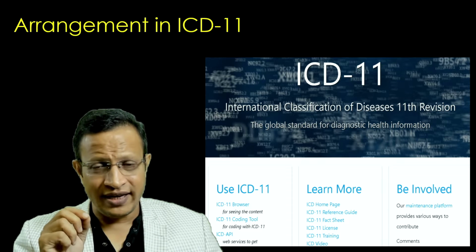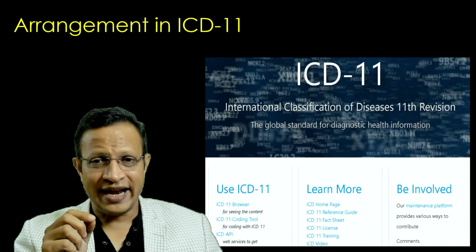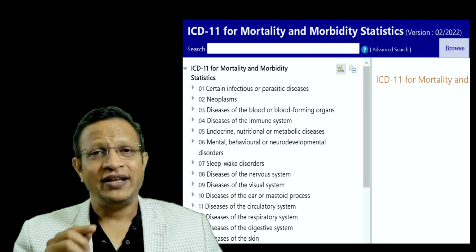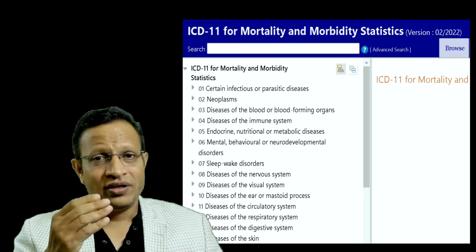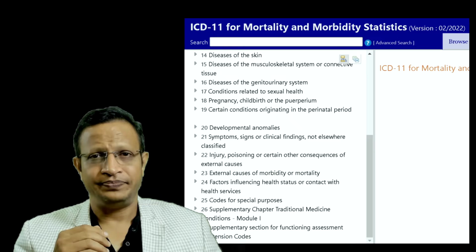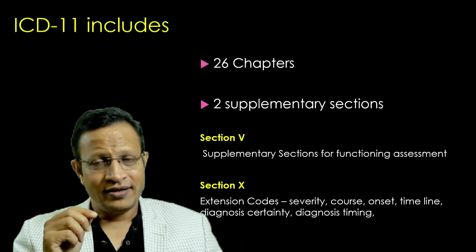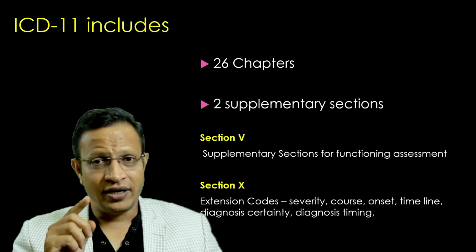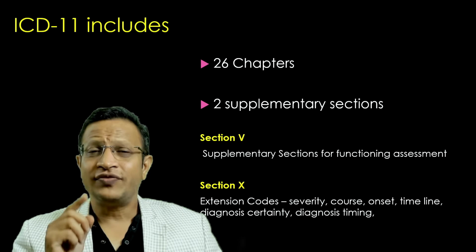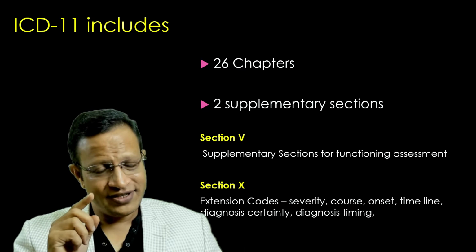You have to type ICD-11 in the Google browser. You'll be able to see this landing page. In this landing page, if you click the ICD-11 browser, you'll be able to see the classificatory system. This is the browser page, and you can see the list of chapters shown here. The chapters are from 1 to 26, and then 2 supplementary sections. And here you need to understand, these 26 chapters and 2 supplementary sections are for entire medical illnesses. But for psychiatry, it is chapter 6.